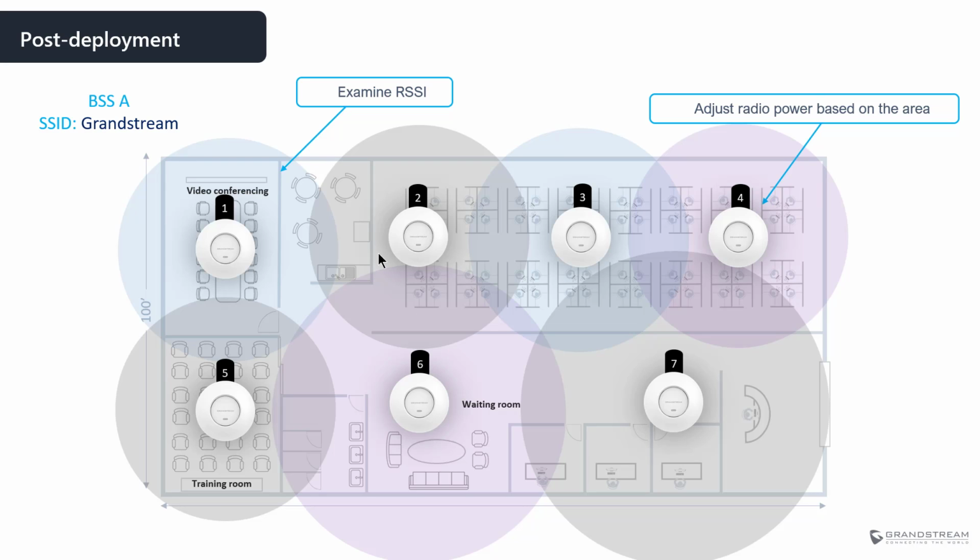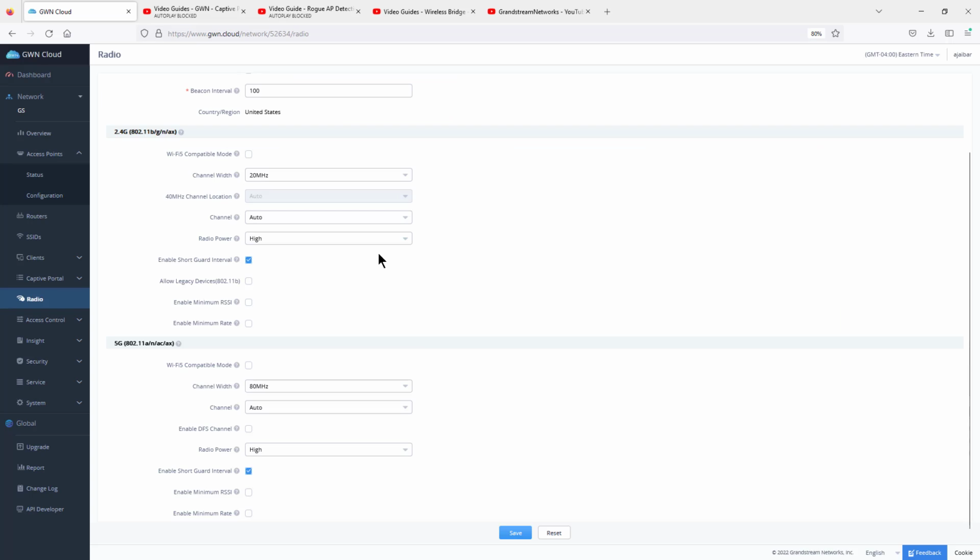So let's go back to the GWN.cloud and continue the configuration of the parameters.